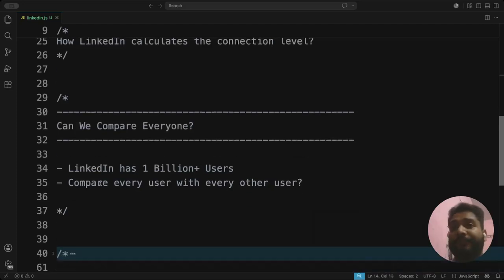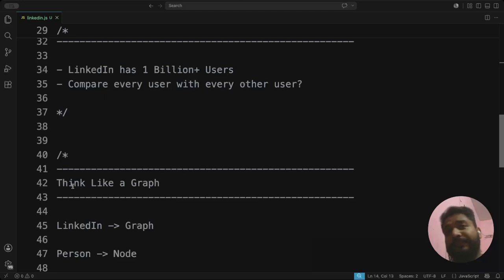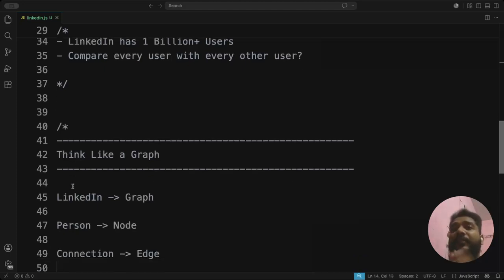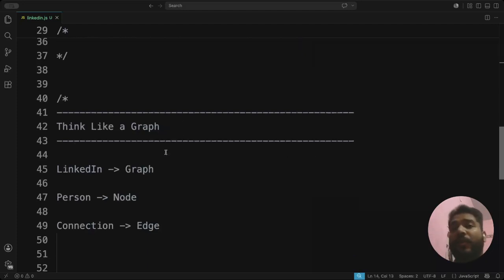Let's see. What if we think of LinkedIn as a graph? If we consider LinkedIn as a graph, every person becomes a node and the connection between two people becomes an edge. If we represent the connections and the people as a graph, it is very easy to find the connection level. Let me show you a visual example here.